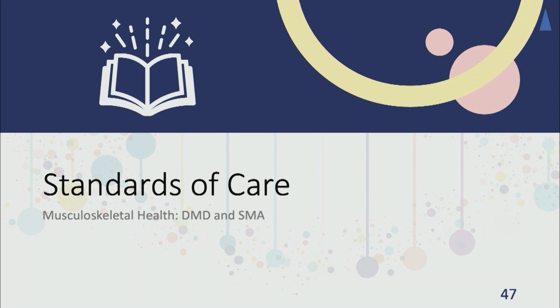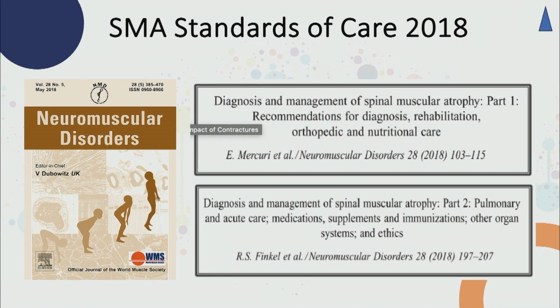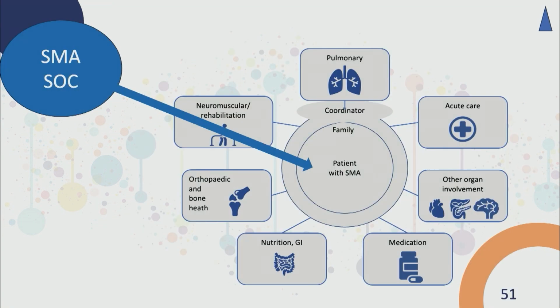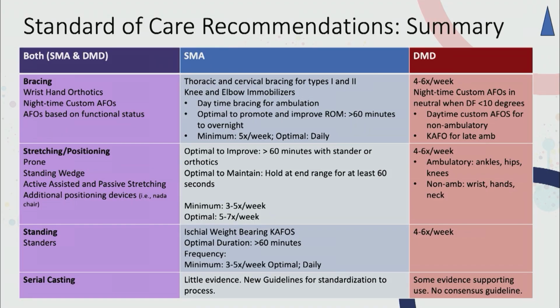So now we're going to move more into the different types of management that are recommended for contractures. There are published standards of care for both of our diagnoses. They're based on expert opinion, and they were both published and updated in 2018. Both of them include the patient at the middle, and both of them demonstrate a lot of different multidisciplinary providers. And the main recommendations on both standards of care for contracture management are for bracing, stretching and positioning, standing, and serial casting.